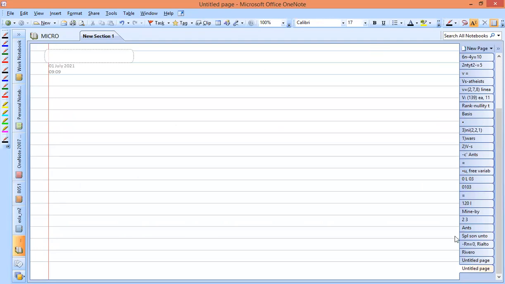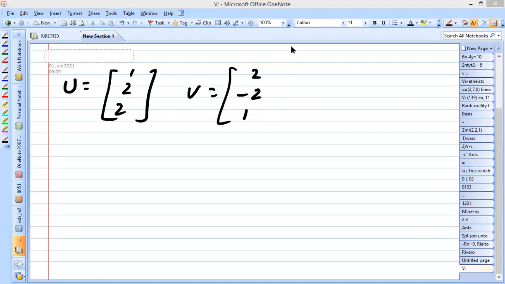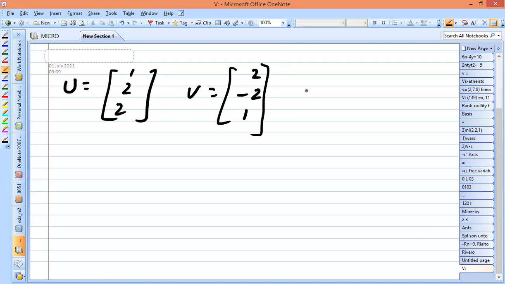Here we'll take up those problems. We are given U is equal to 1, 2, 2, V is equal to 2, minus 2, 1, and W is equal to 2, 1, minus 2. We are asked to check whether U, V, W form pairwise orthogonal vectors. For that, first we'll consider U and V. If we take the dot product, it should be equal to 0.